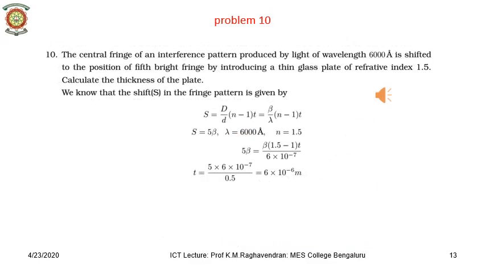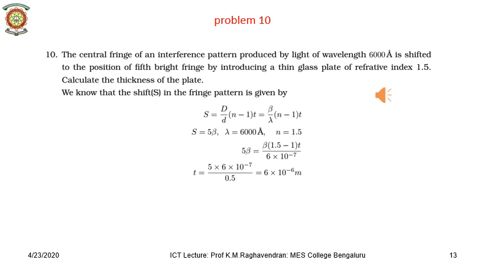The last two problems are based on the shift in the interference pattern in a double slit experiment when we introduce a transparent plate of thickness T and refractive index N in the path of one of the beams. There is a straightforward formula. It's a matter of identifying the numbers and substituting.